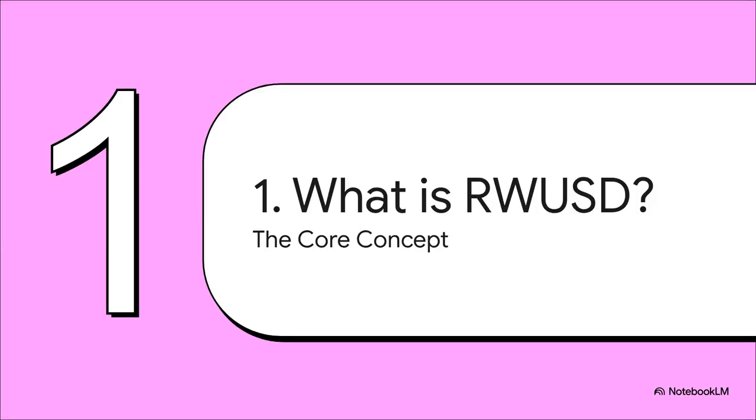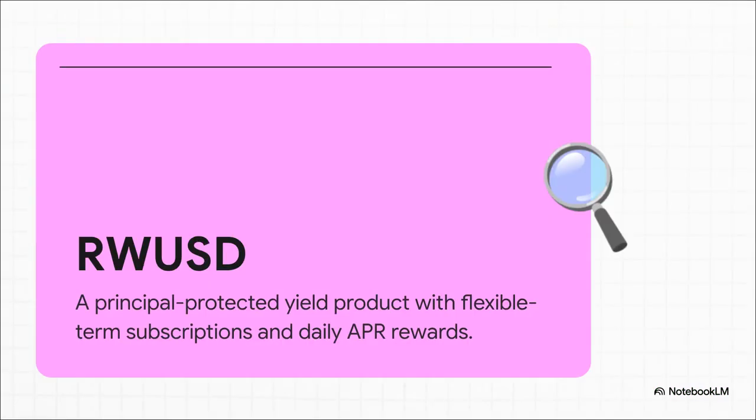Okay, so first things first. Before we get into all the details, we have to answer the main question. What even is RWUSD? So at its heart, RWUSD is what's called a principal protected yield product. Now that term principal protected is key. It means the initial amount you put in, your principal, is kept safe from market ups and downs.